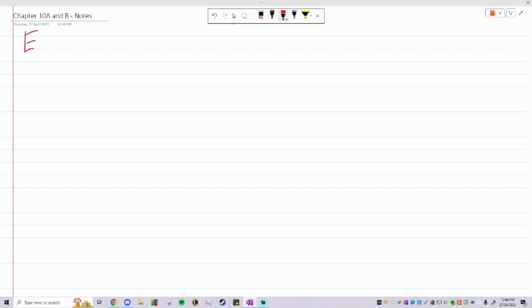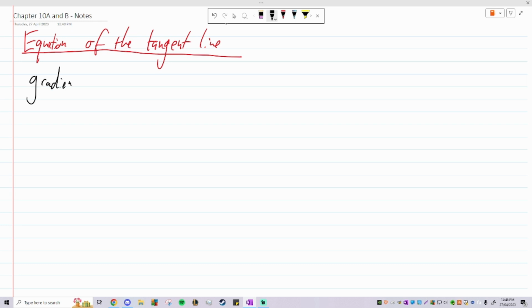So for 10A, what we're looking at is the equation of the tangent, or a tangent line, we're going to say. Now, previously what we've been doing is differentiation, calculus and all that jazz. But what we've been specifically looking at is the gradient of the tangent line.